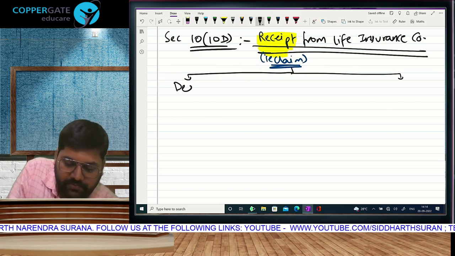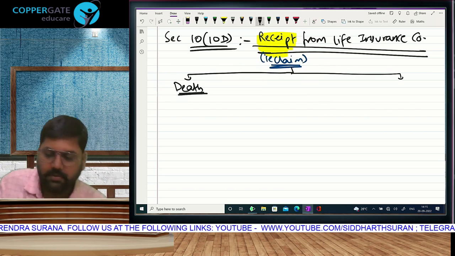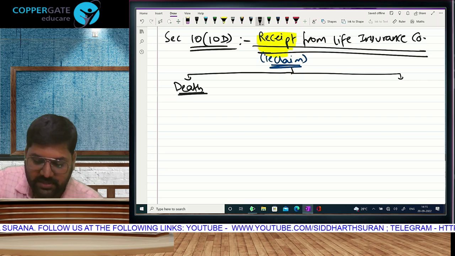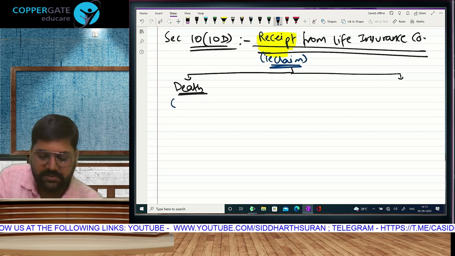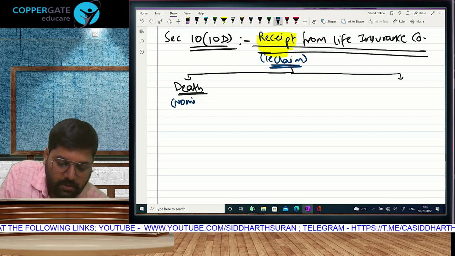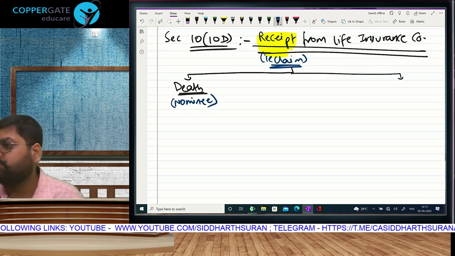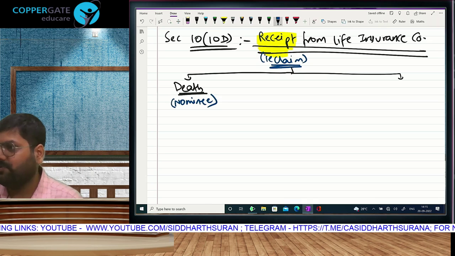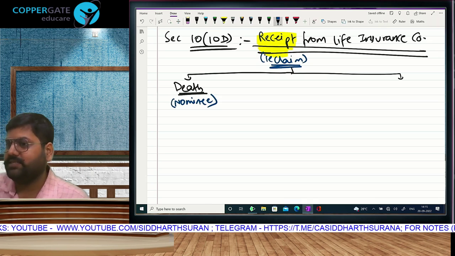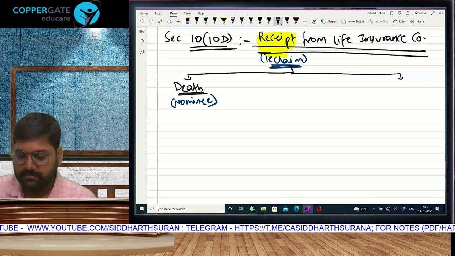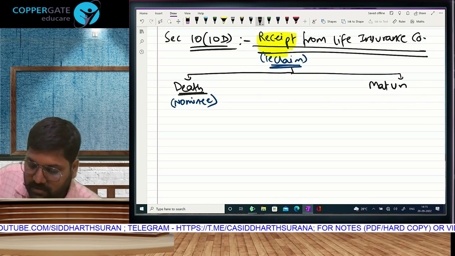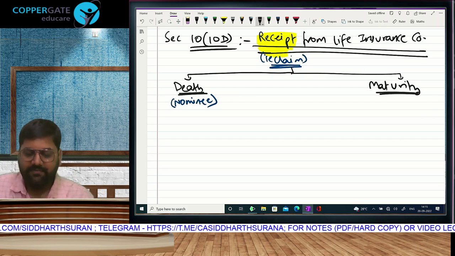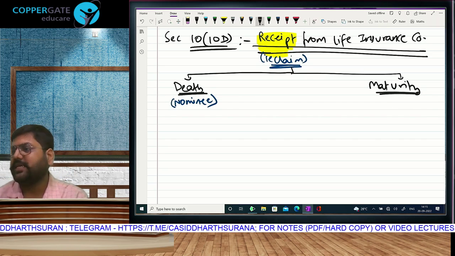On the occasion of death. This obviously can't go to the policy holder. This will go to the nominee. So this is whose income? Whose bank account? Nominee's bank account. You have to nominate someone when you buy the policy, at that time itself. And the second occasion, dying is not compulsory: maturity. And we have to discuss whether this is exempt or taxable.